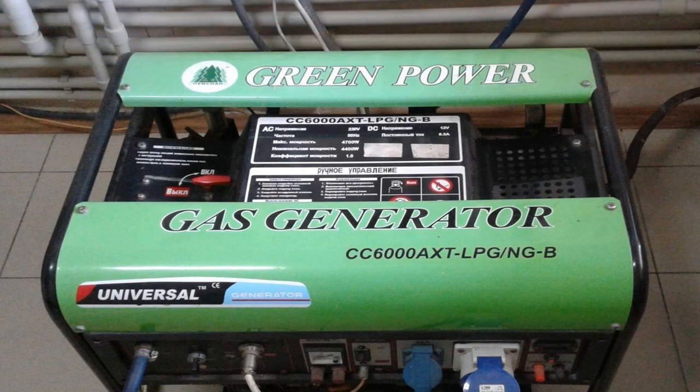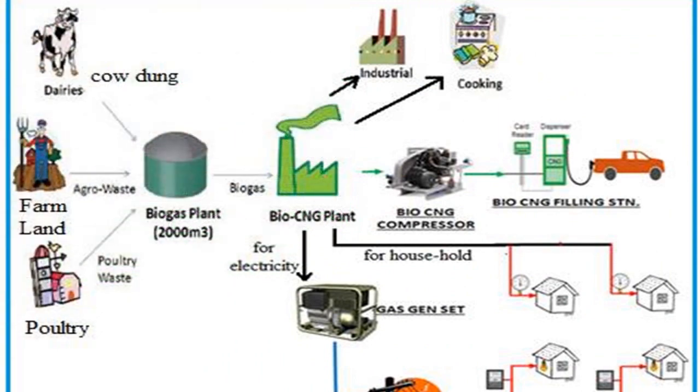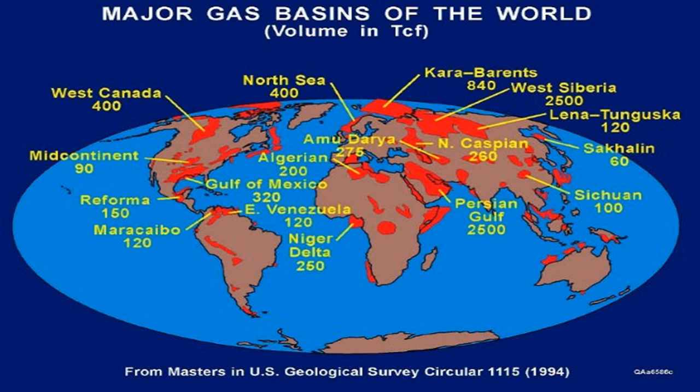It is also a cheaper fuel. It is used for household purposes as well as for transportation. Some of the leading producers of natural gas in the world are USA, Russia, Iran, and Saudi Arabia.